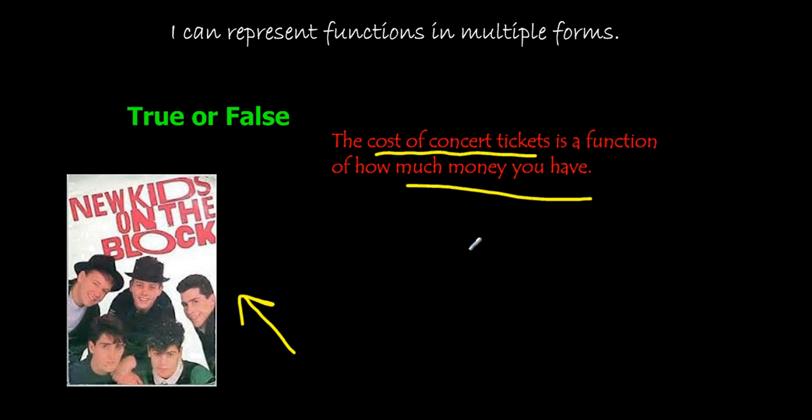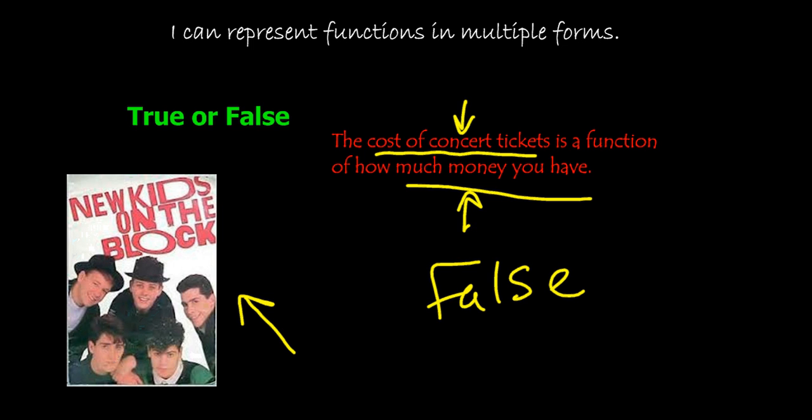The cost of concert tickets, back to our problem, is a function of how much money we have. I'm thinking about this and I'm thinking, you know what? There's going to be a price for the concert tickets, and they're not going to care how much money I have. They are not going to call me up and say, hey, how much money you have? Oh, you have $50? All right, then we'll make tickets $45. I mean, that just doesn't happen, right? So that's not true. This is going to be false. It's not going to be a function.